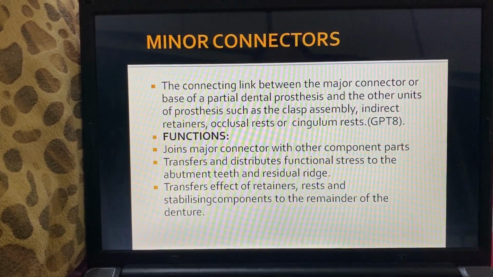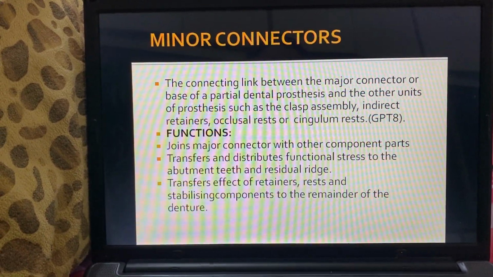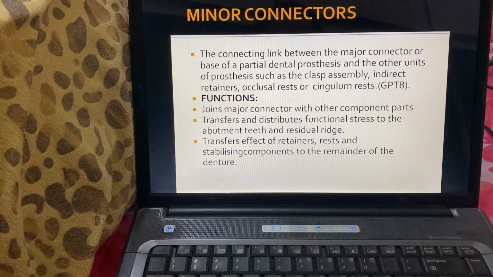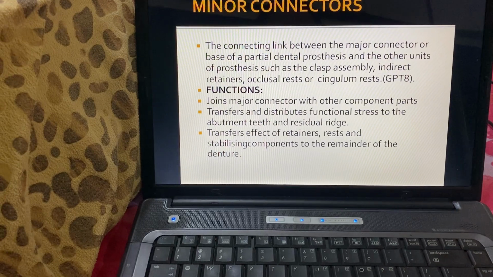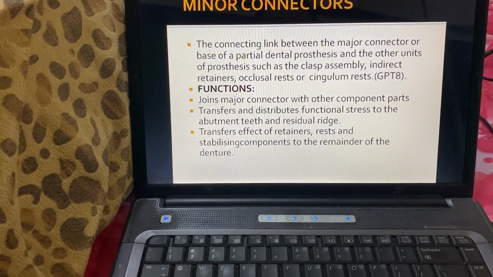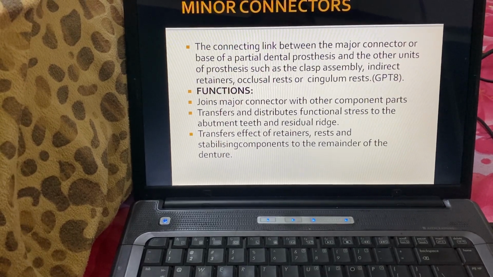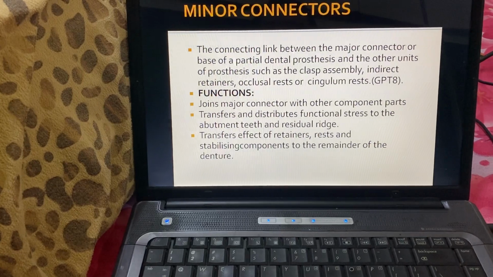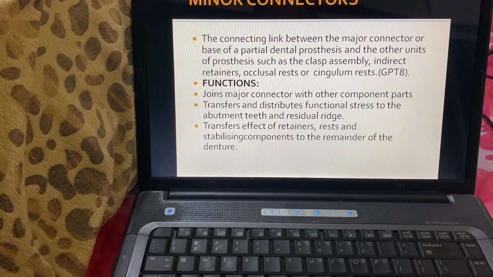So moving ahead with the last topic, the minor connectors. The minor connectors are defined as the connecting link between the major connector or the base of a partial dental prosthesis and the other units of prosthesis such as the clasp assembly, indirect retainers, occlusal rest or the cingulum rest. It has got a variety of functions, some listed below.